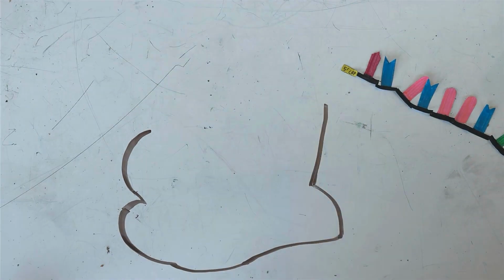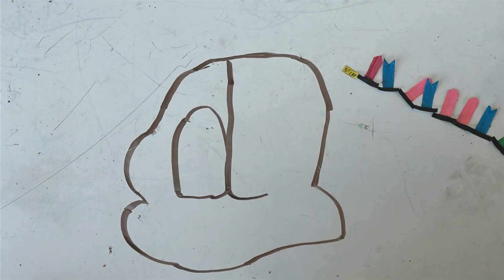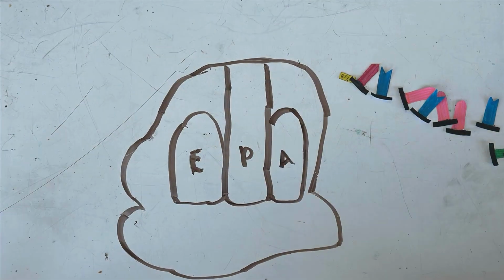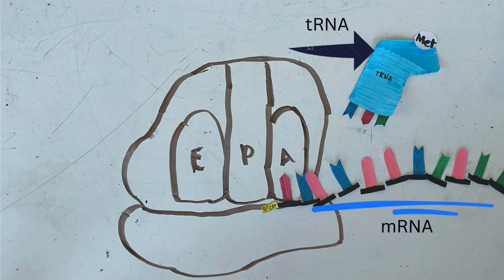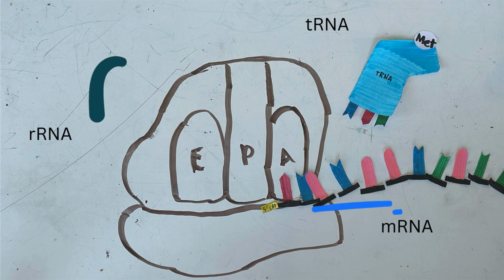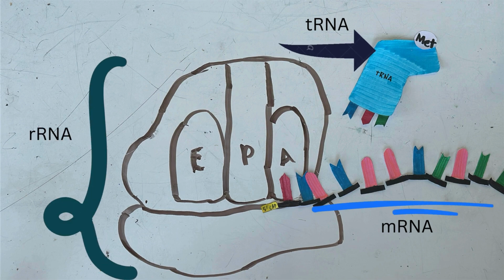Translation begins with the assembly of the ribosome complex, which includes messenger RNA, transfer RNA, and ribosomal RNA. The mRNA provides the template, the tRNA brings amino acids, and the rRNA forms the core of the ribosome.